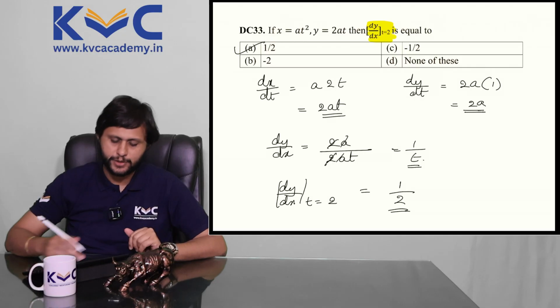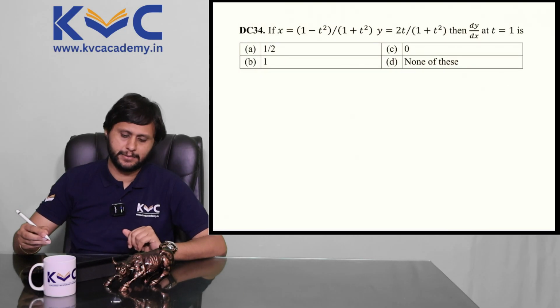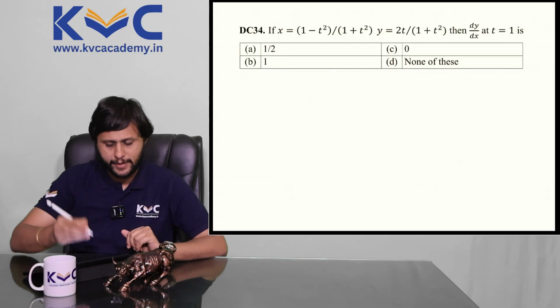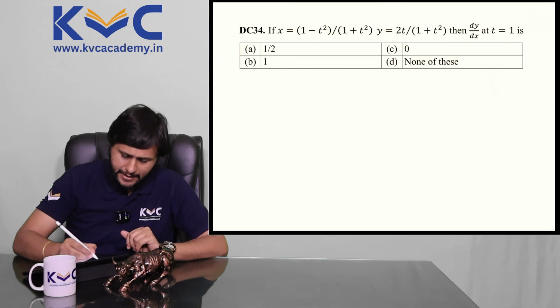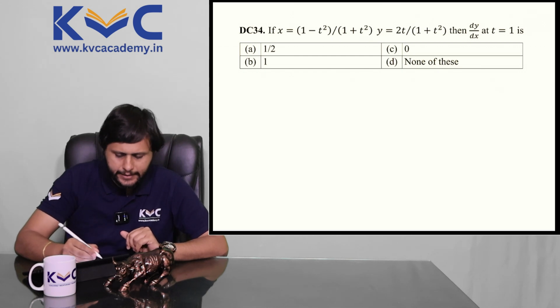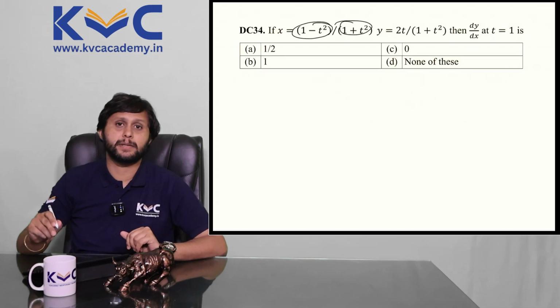Moving on to the next question, 34. x is given, y is given. And if you see, we have function divided by function. Two functions are there, both for x as well as y. So this is going to be a little lengthy. So what is the rule when we have function divided by function?